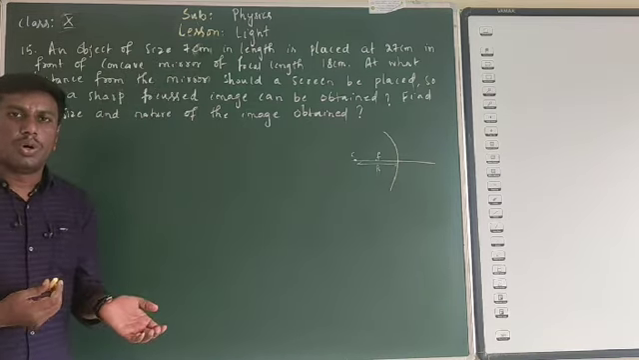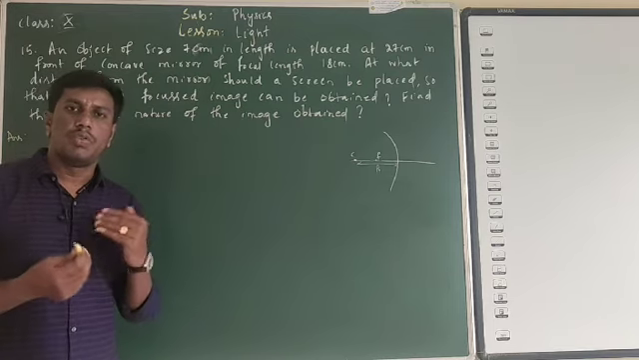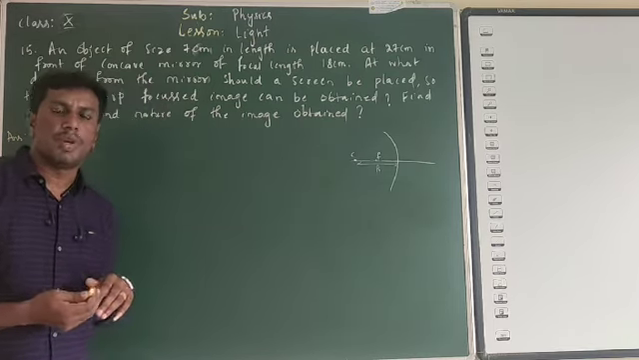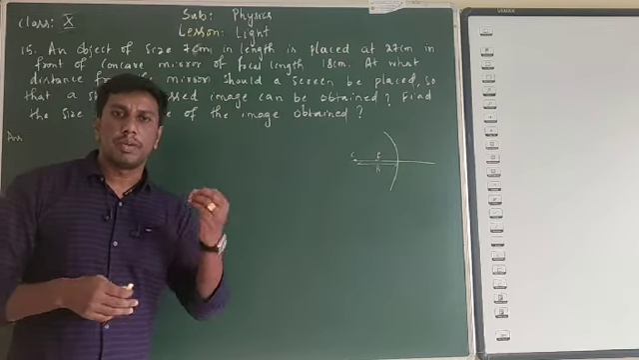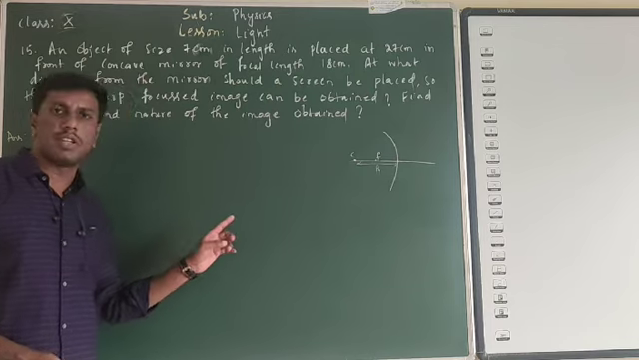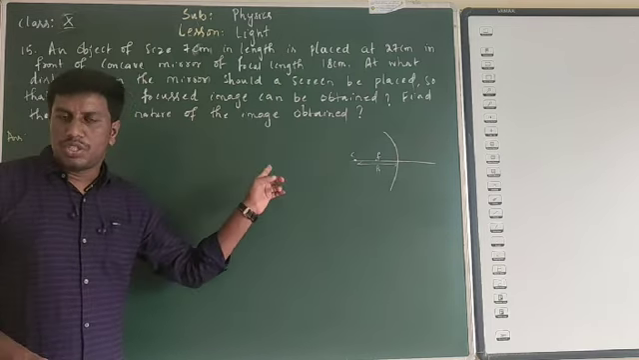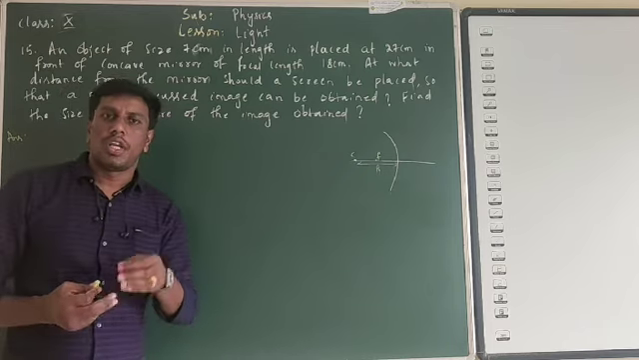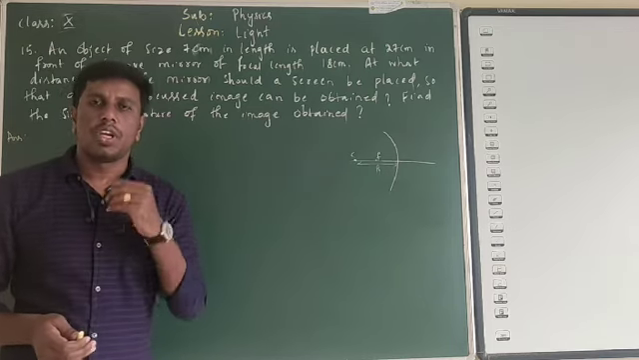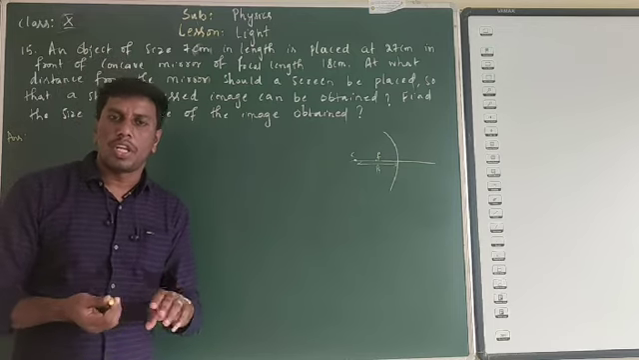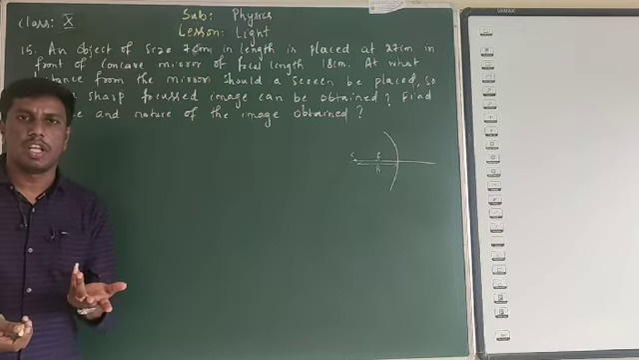Then the nature: whether it is a virtual image or a real image. In order to find that, we need to find the magnification. Magnification is equal to minus image distance divided by object distance. Substitute that and look at whether you are getting a positive sign or a negative sign. If you get a positive sign, then definitely it is a virtual image. If you get a negative sign, then definitely it is a real image.